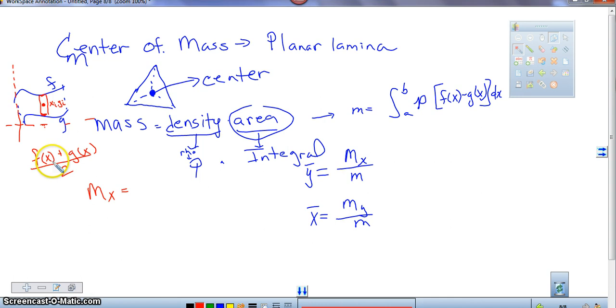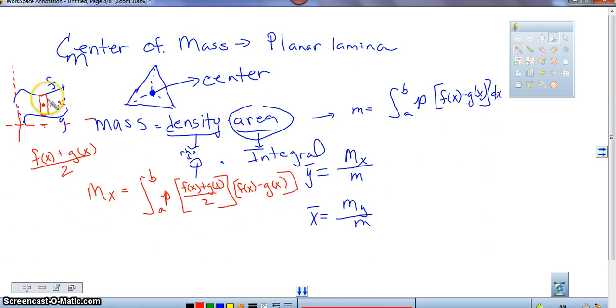Well, just like with any other area problem that we're doing, instead of doing that a whole bunch of times with summations, we can write this as an integral. It'd be the integral from a to b of rho times the midpoint, basically, so f of x plus g of x divided by 2, times the area, f of x minus g of x.